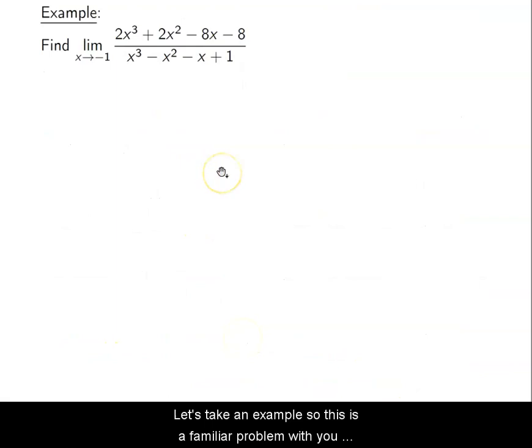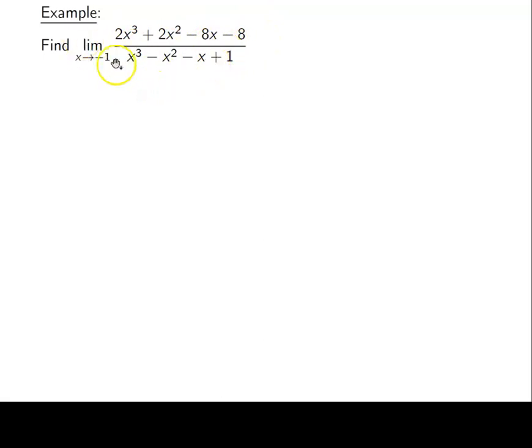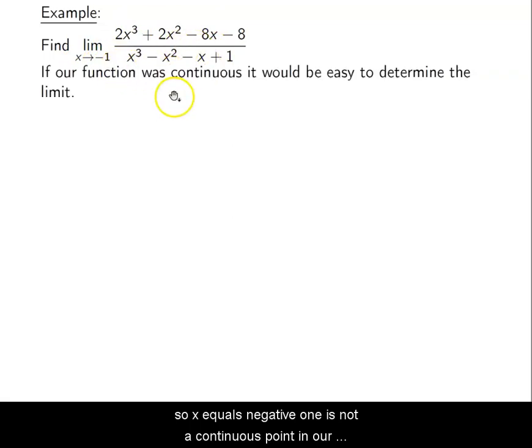All right, so let's take an example. This is a familiar problem. We've used this for the 3rd time now. I used this in chapter 1.6, and we just used it in the last video for continuity. So we know what this looks like when we factor it, because we factored it a few times. In the last section, we took the limit as x goes to 5, which was fine because 5 was a continuous point for our function. Now we're looking at what happens when x goes to -1. So x equals -1 is not a continuous point in our function.